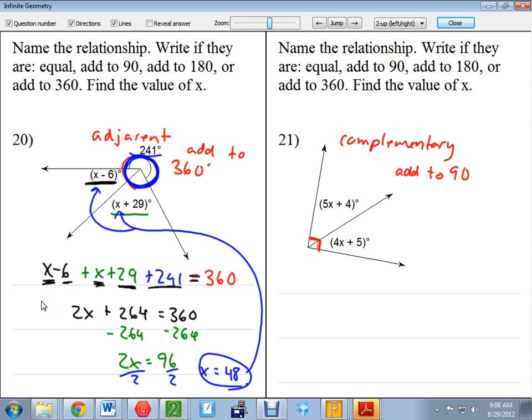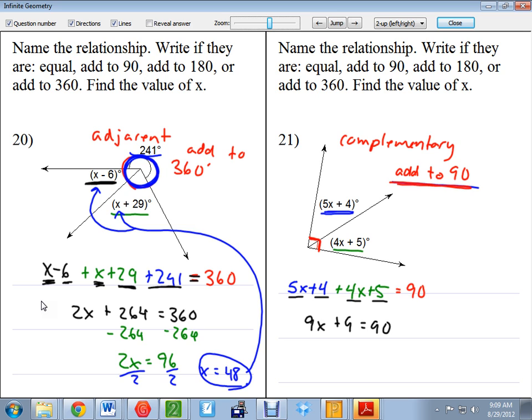On number 21, this relationship again is complementary, which means they add to 90, so I'm going to set up my relationship to show that. I'm going to take the one angle, 5x plus 4, and I'm going to add the other angle, 4x plus 5, and I'm going to set those equal to the 90 degrees that it says it should be equal to. So these are just simply adding up the two angles and setting them equal to 90 degrees. We'll then combine our like terms, much like in our last problem. That would be 9x plus 9 is equal to 90.